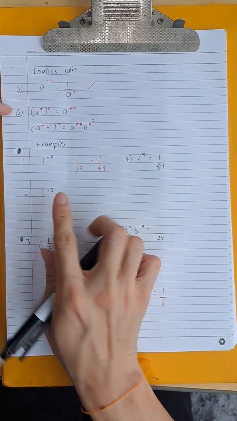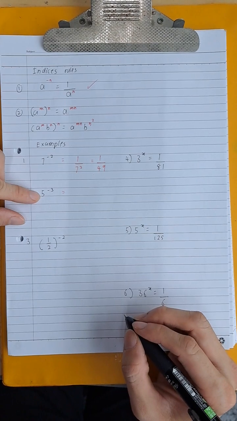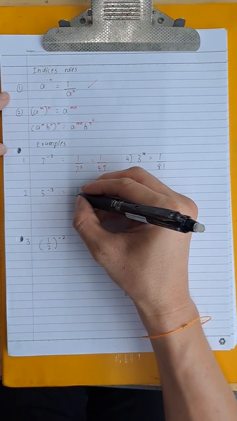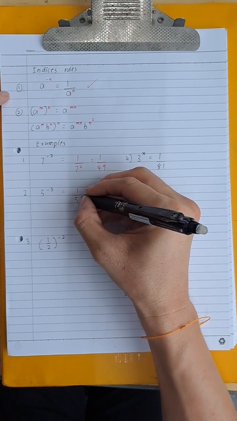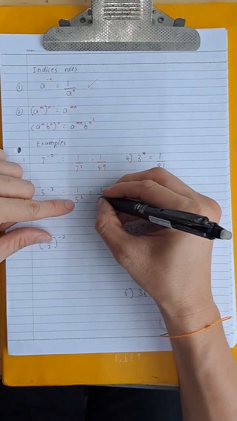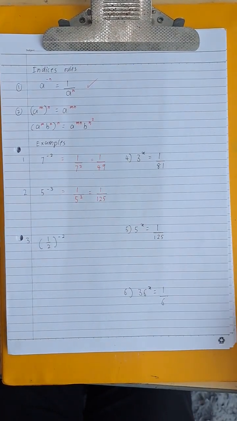Same thing over here. A number which has a negative power, we can always apply the first rule to change this into a fraction, right? And then we can expand this. 5 cubed will be 125 over here.